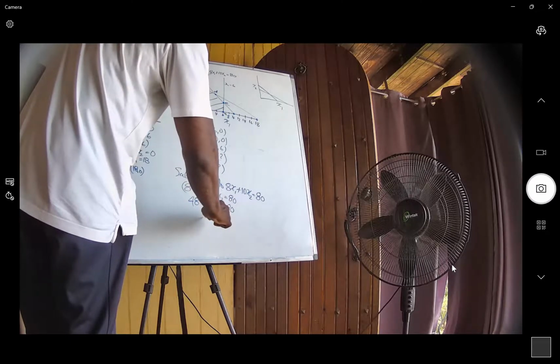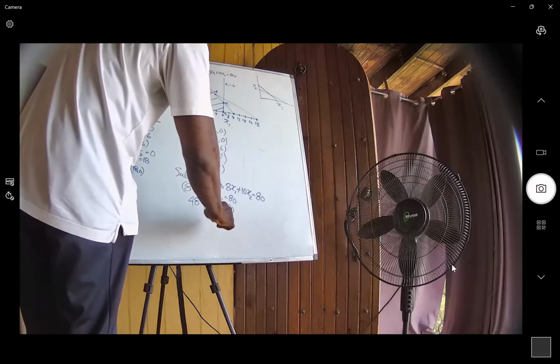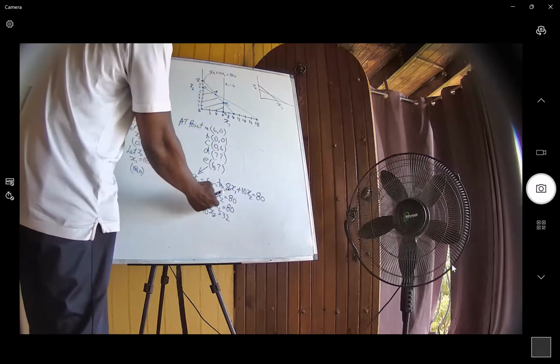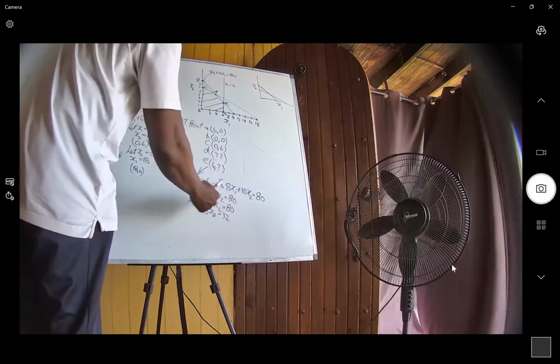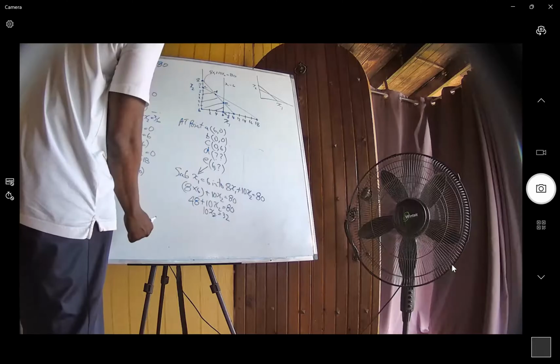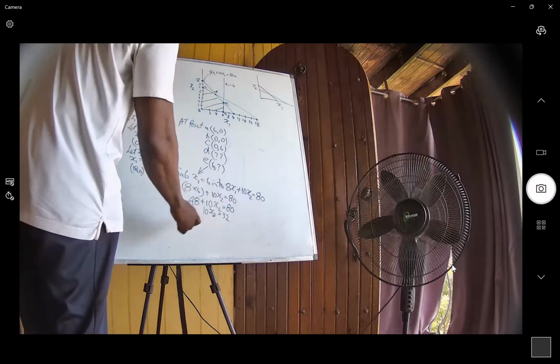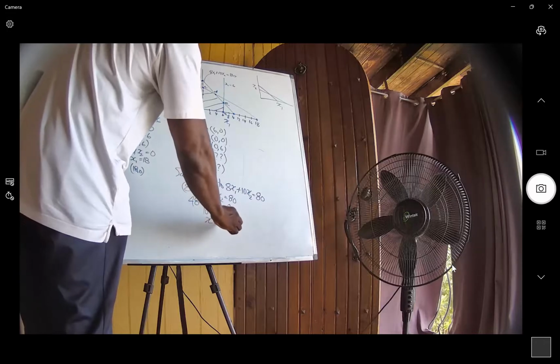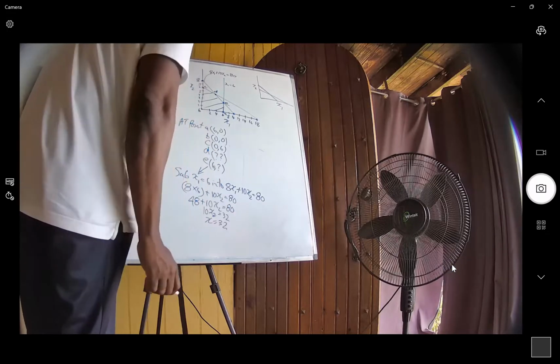Carry like terms first, sir. You have 48 plus 10x2 equals 80. So you carry over the 48, you minus. So you get 10x2 equals 32, so x2 is 3.2. Look and see if it makes sense.